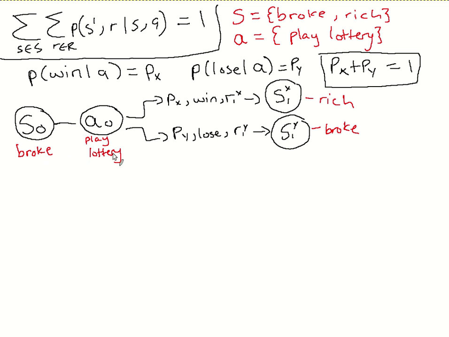You're broke, you play the lottery, two possible outcomes. With the probability of px, you actually win the lottery and end up rich. But with the probability of py, you lose the lottery and end up in the same broke state, right? And both of these are associated with rewards, R1x for winning and R1y for losing. This would be a negative reward, of course.